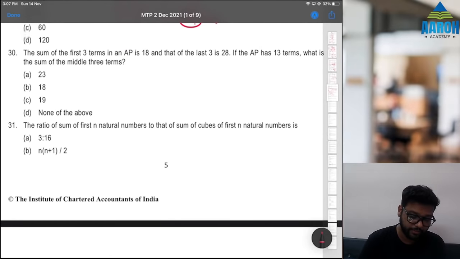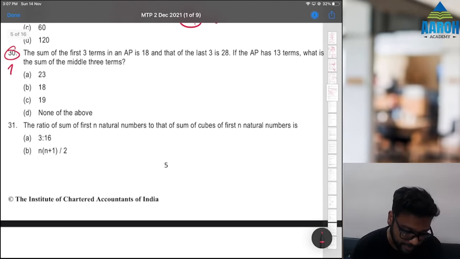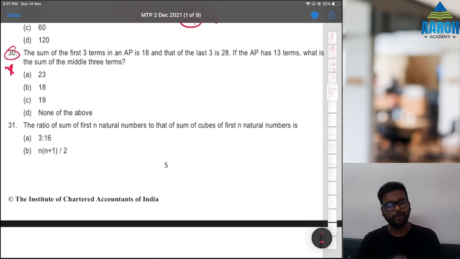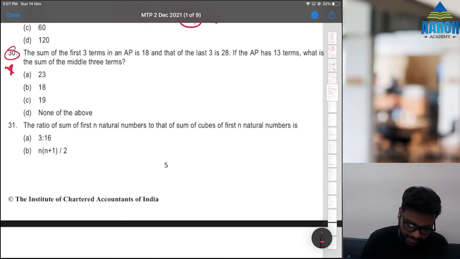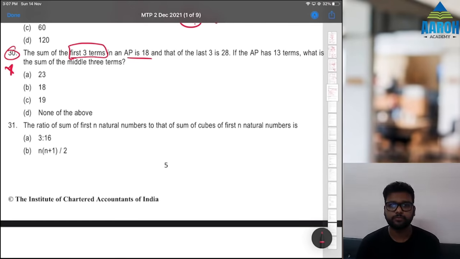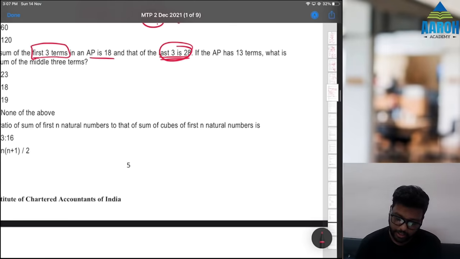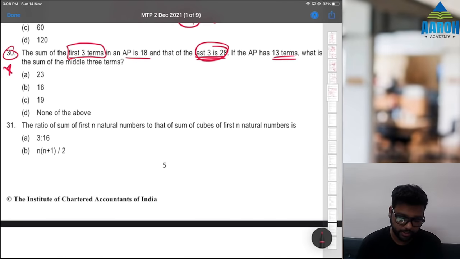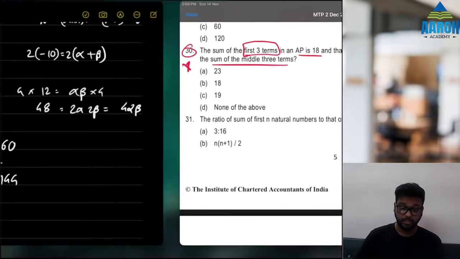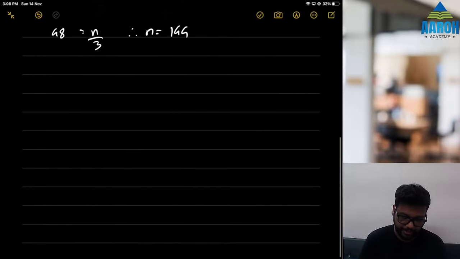30. 30 is a very good question, there is a very good trick to solve this. Otherwise, you will take a lot of time. Understand? Sum of first three terms of AP is 18. Sum of last three terms is 28. If AP has 13 terms, what is the sum of middle three terms? Understand the trick.